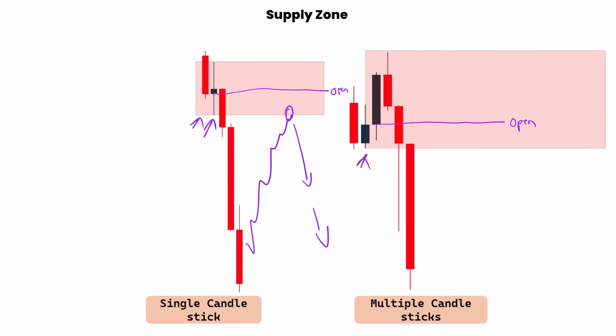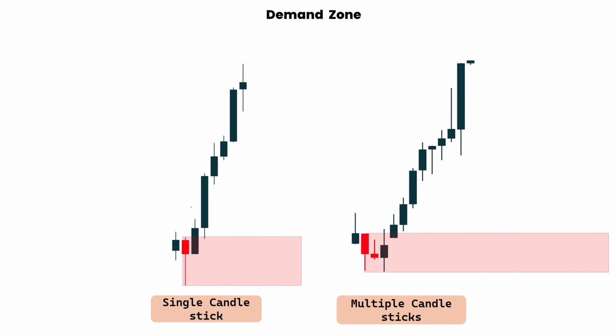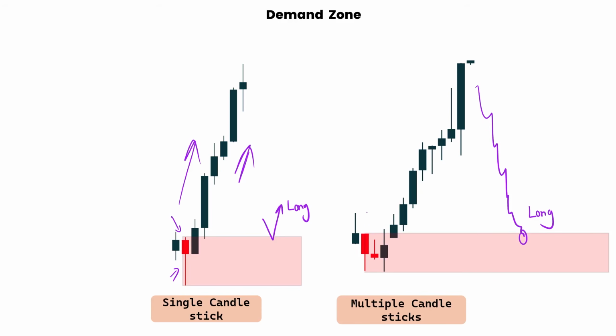So let's look at the demand zone here. The same thing will apply. A sharp move to the upside after a bearish momentum. This will create a demand zone. So you'll be looking to enter the market long here, and even here, you'll be looking to enter the market long when price returns to this demand zone. And you can clearly see that here we have multiple candlesticks. As I said before, we can have one or more, so it all depends on price action.